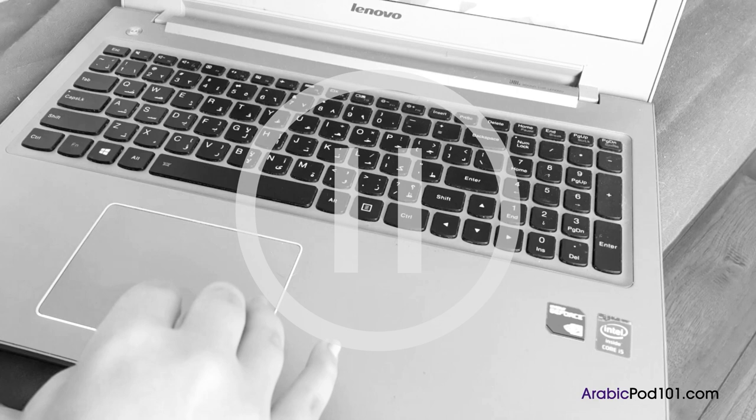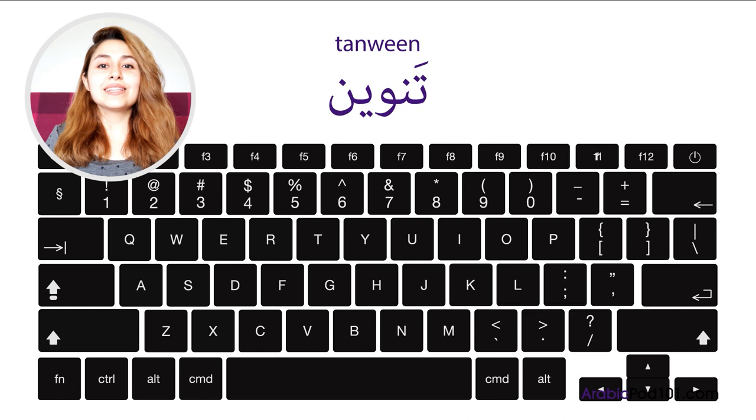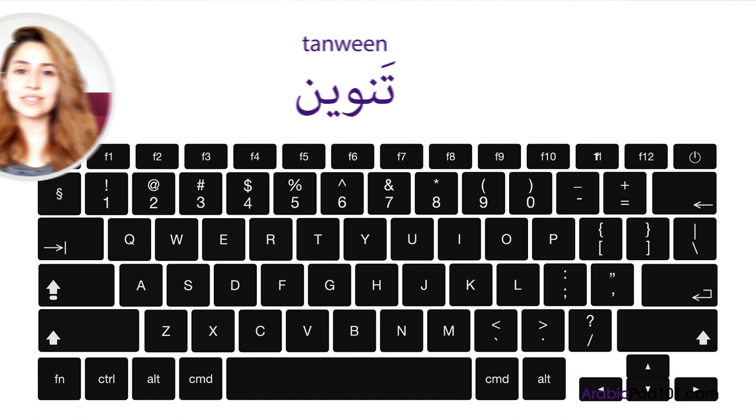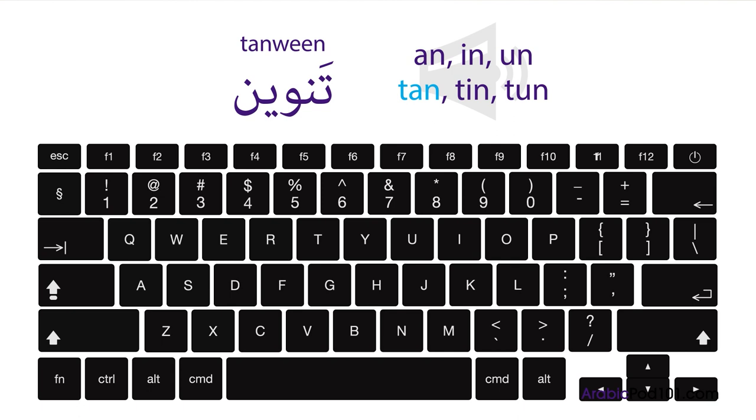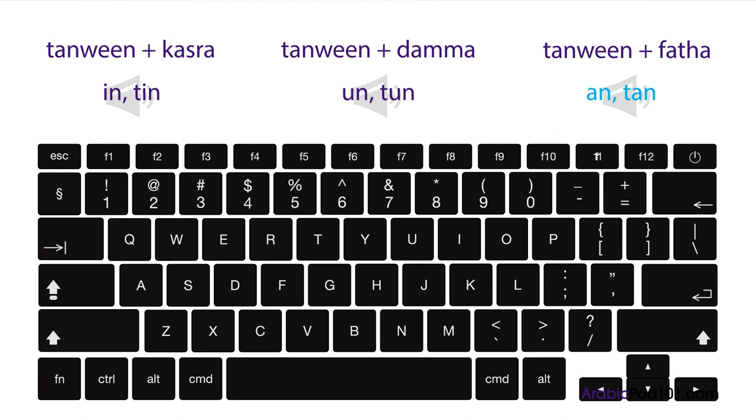Now let's check out some more voweling signs. Tanween is a voweling sign that is added to a word when it's in certain positions in a sentence. It is pronounced an or in or un or tan or tin or tun depending on the position of the word in the sentence and the last letter of the word. To write a tanween with a fatha pronounced an or tan, you press Shift W. To write a tanween with a dhamma pronounced un or tun, you press Shift R. To write a tanween with a kasra pronounced in or tin, you press Shift S.